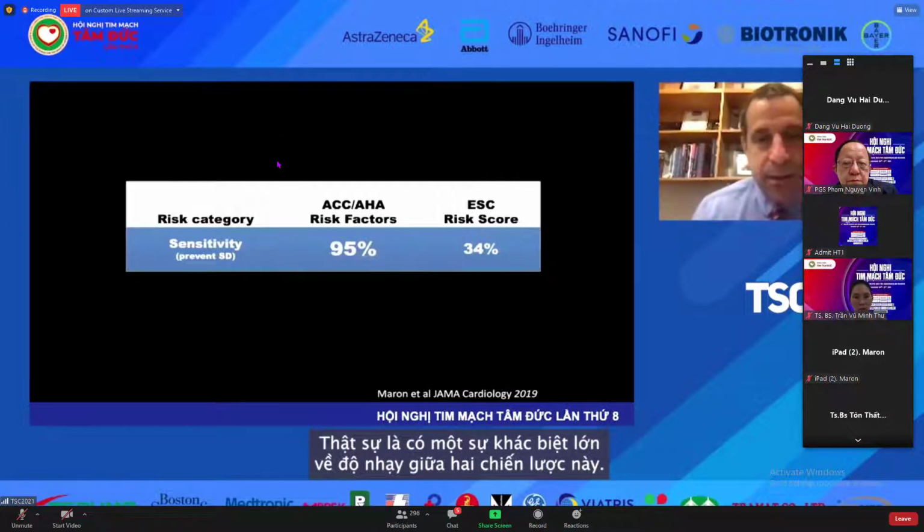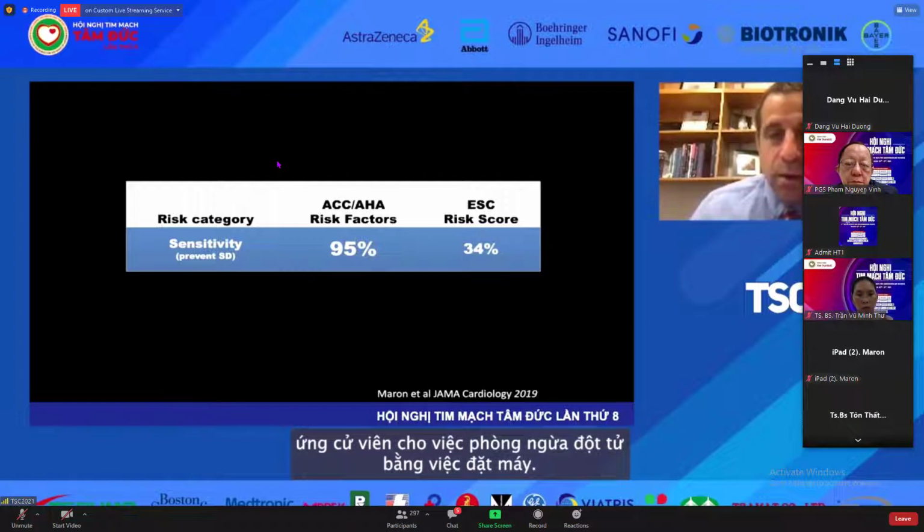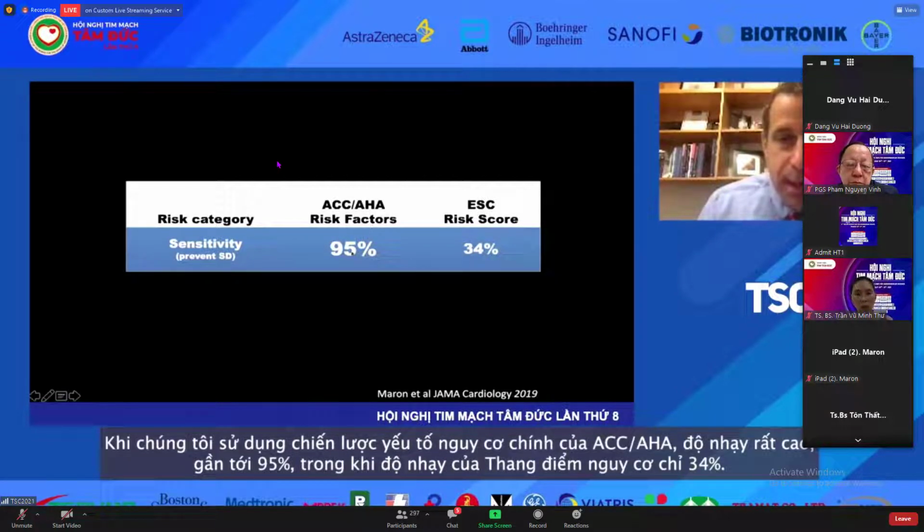And in fact, there is a major difference in terms of sensitivity between these 2 strategies. And when we talk about sensitivity here, we're talking about, well, specifically the ability to identify the highest risk patients who would be candidates for sudden death prevention therapy with the device. And we're using the ACC-AHA major risk factor strategy. Sensitivity is very high, intention to treat of almost 95%, and the risk score is lower at about 34%.